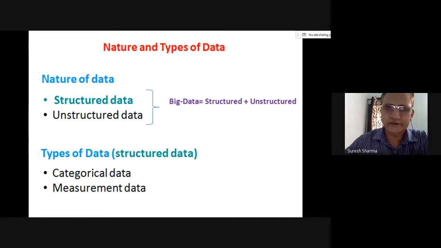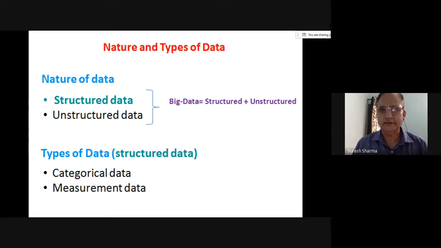Then there is unstructured data. What is unstructured data? Unstructured data is the one where features are not easy to extract. For example, everybody is using WhatsApp. There are hundreds, thousands of messages every day. There are pictures, videos, messages. Now, if at the end of the day, I ask you to convert the entire information of WhatsApp messages to numeric, I don't think anybody can do it, right?